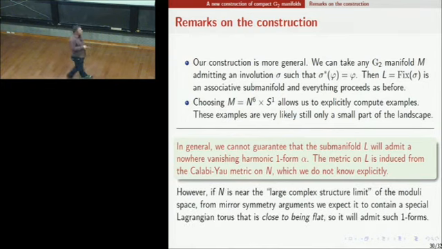But using mirror symmetry arguments, if you're near the large complex structure limit of the Calabi-Yau moduli space, you can expect the Calabi-Yau will contain a special Lagrangian torus that's almost flat.